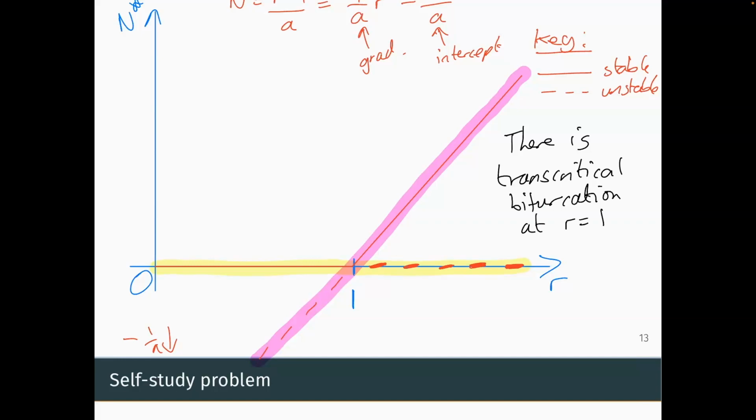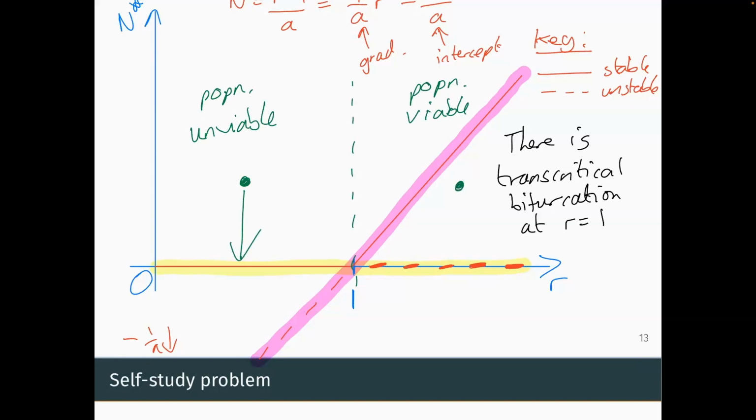Think about a biological interpretation of this. Here, our population is unviable, just goes extinct. And on this side of the dashed line, our population is viable. And so as long as we have any positive number of individuals in our population, if we started off, say, here, we would go down. The population would be driven extinct because the population is not viable. If we started at the same point here on this side, our births are greater than our deaths. So the population is viable and we would go up to our steady state.